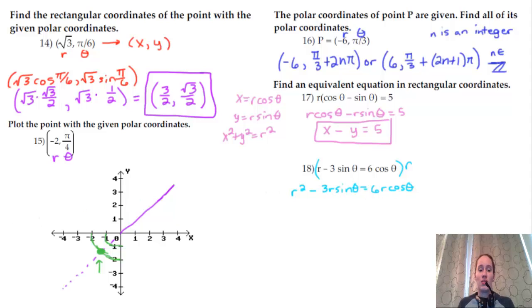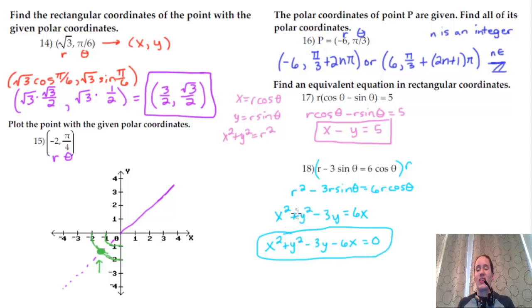And now we can just replace up a storm because r squared is x squared plus y squared, minus 3r sine theta is y, equals 6r cosine theta is x. I will say that it would probably be preferable for us to write everything on one side here. I mean, that's probably the best idea. As far as simplifying, it's difficult to solve this for y. That's not something we really want to tackle. So that's 14 through 18.